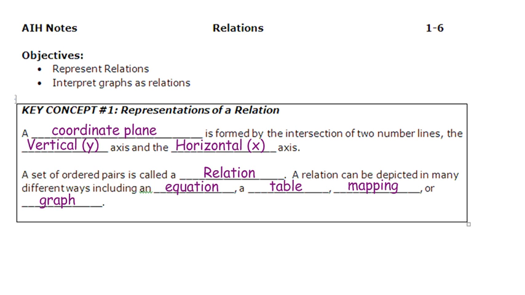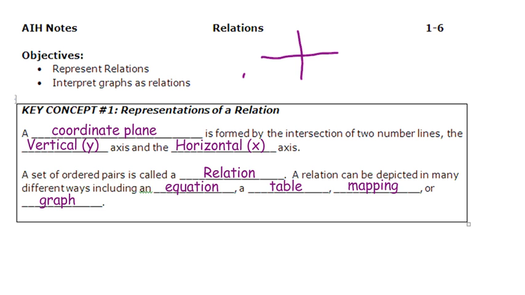It says a coordinate plane is formed by the intersection of two number lines, the vertical, so the y-axis, and the horizontal, so the x-axis. So a coordinate plane is just talking about a graph. It also says a set of ordered pairs is called a relation. A relation can be depicted in many ways, including an equation, a table, a mapping, or a graph. So today we're going to look at how to represent a relation using a table, mapping, or graph.